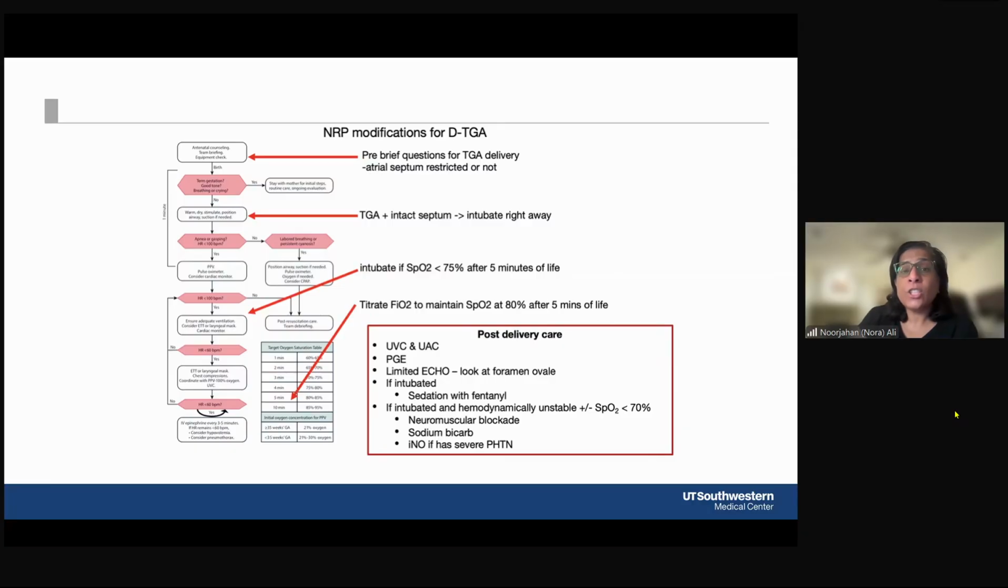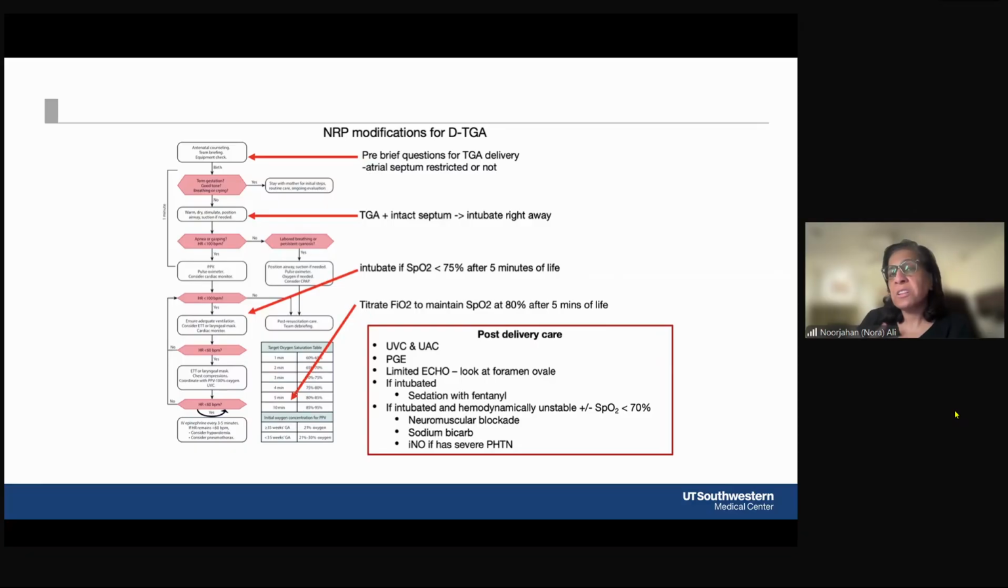What about if you have a TGA with intact septum, right? Or if it's restricted? Again, these babies are not going to be the ones where you stride, warm, dry, stimulate, and see what happens, right? These are going to be the ones that are sick. So you quickly want to move towards stabilizing that airway.